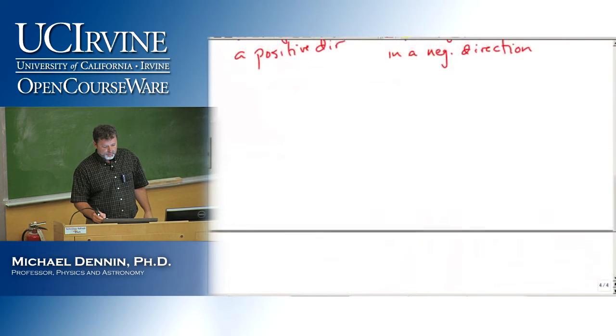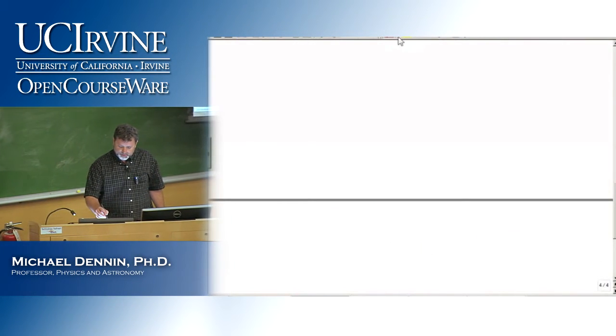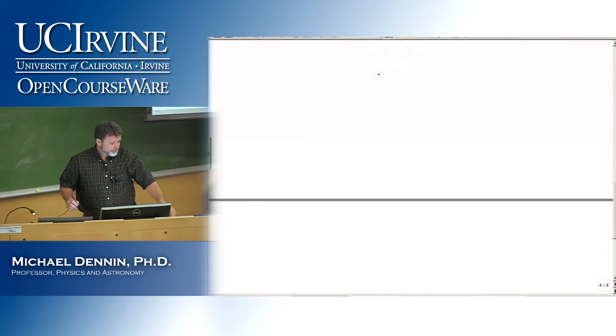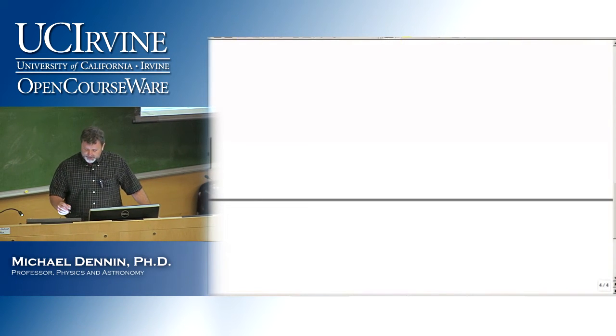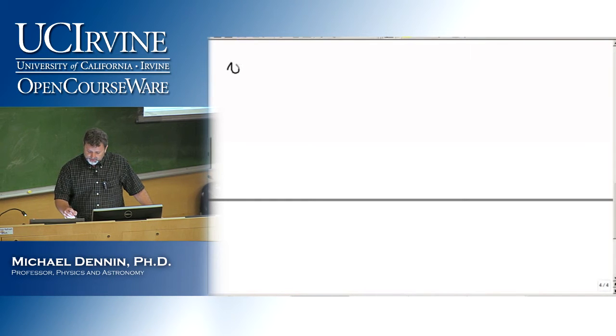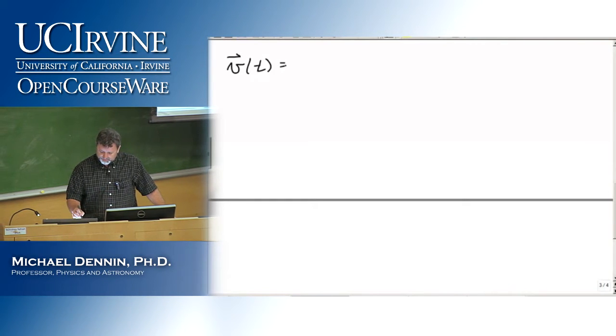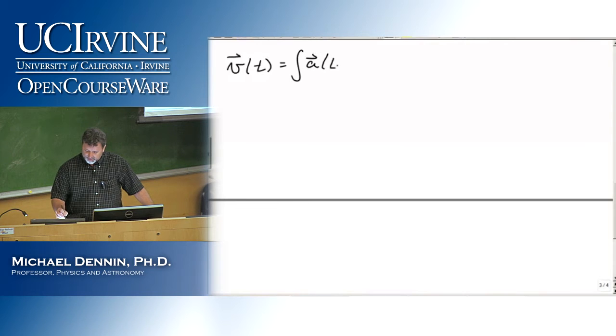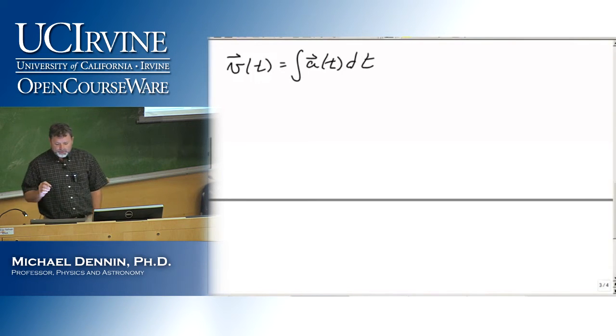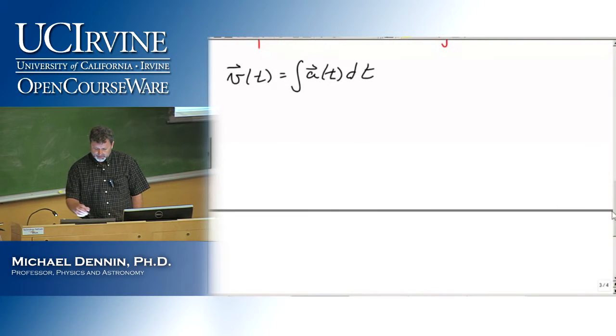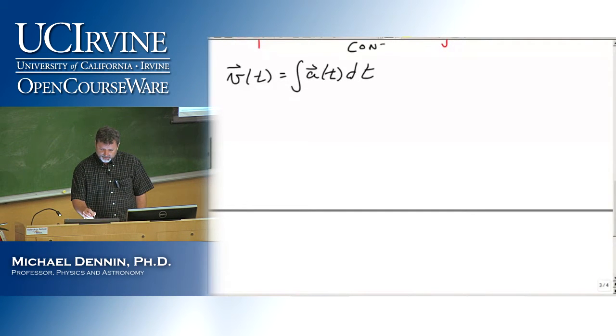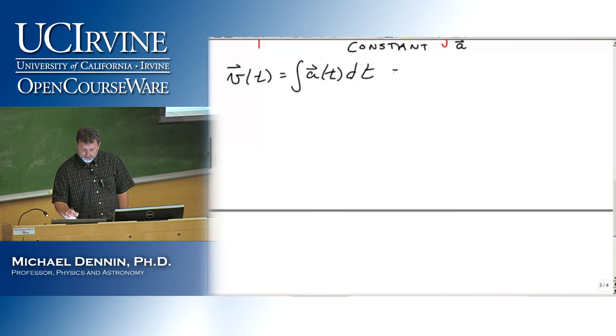So let's ask ourselves, I said we're going to be using 3 equations. Basically, we're going to take our definitions. So we have velocity as a function of time is the integral of acceleration over dt. But we're going to be focusing on constant acceleration. So I will be doing the integral of a being a constant dt.